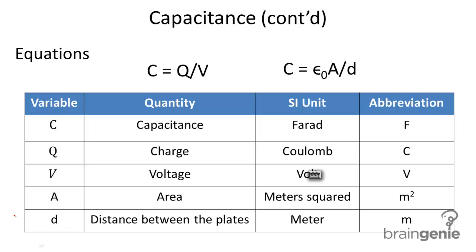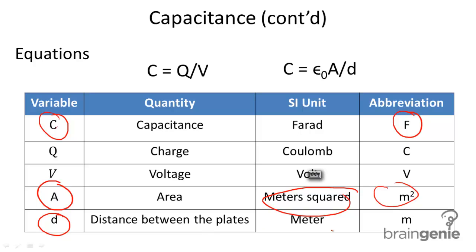Let's go over the couple units we need. So again, capacitance is given by C, and the unit is farads. Q, we already know. Voltage, we've been over. Area is the area of the plates, and that's in meters squared. And lastly, d is the distance between the plates, and that's in meters. Epsilon 0 will always be provided to you in the problems.